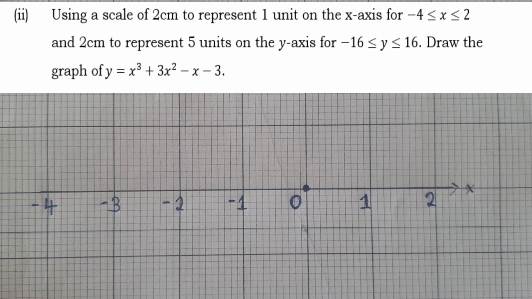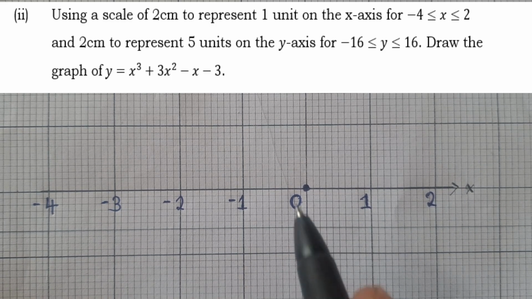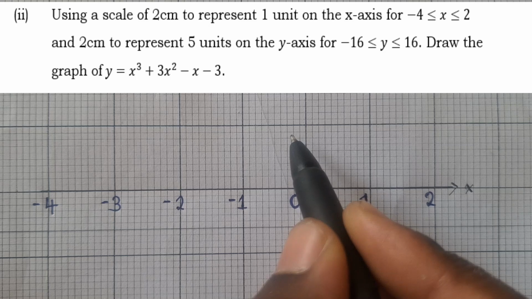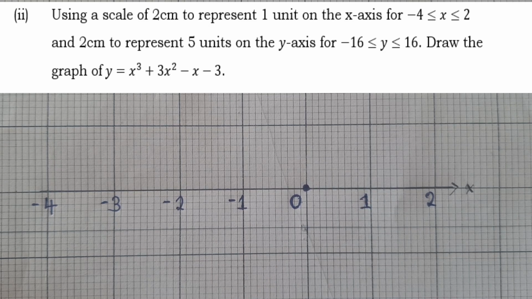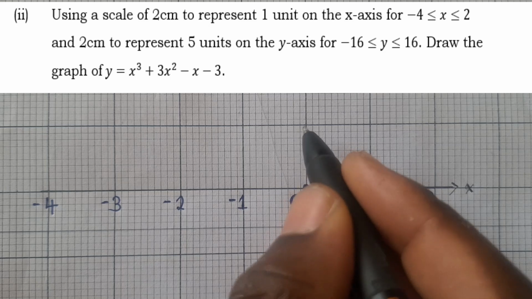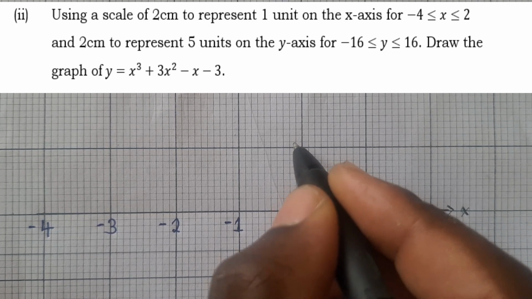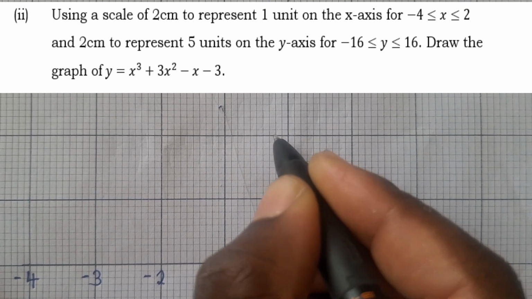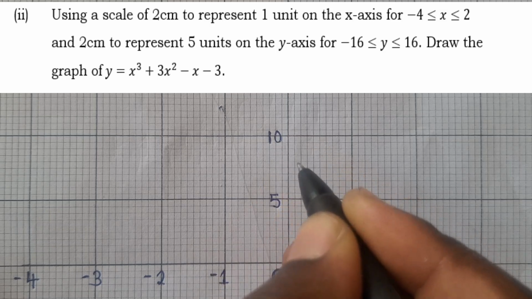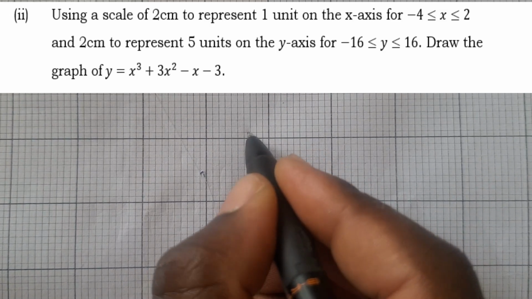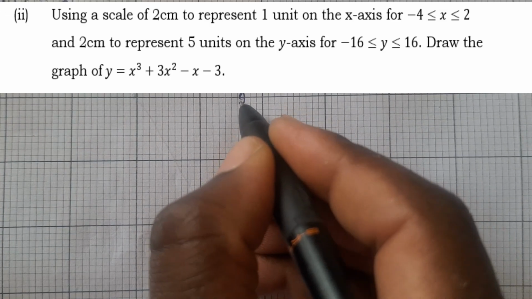So now we go to the y-axis. What number are we supposed to start with? Following the scale, they have said which one? How many units? 5 units. So we are moving in 5s. So going up, it will be 5, 10, 15, 20. And the 20 here.